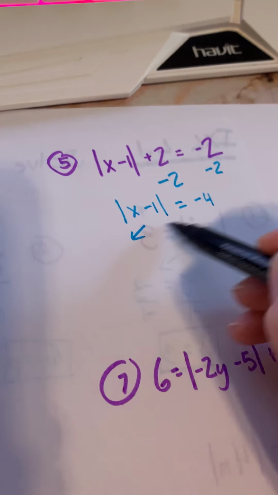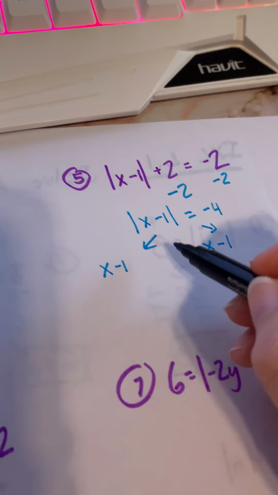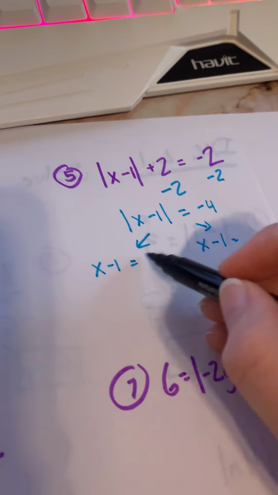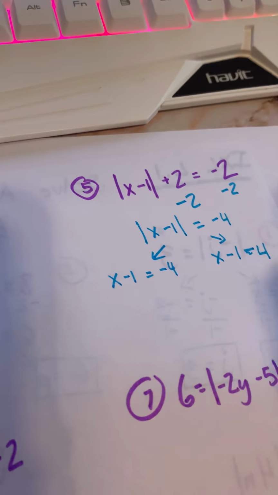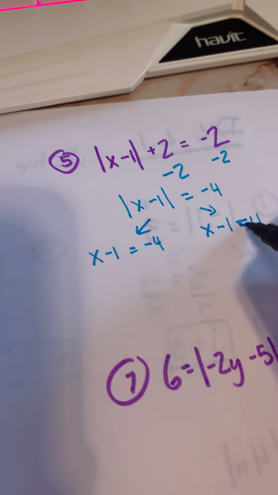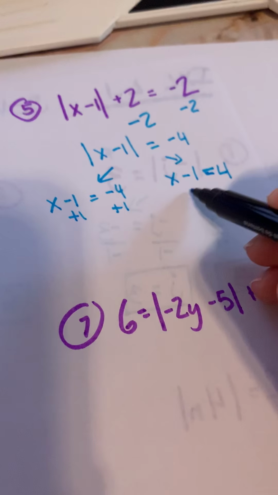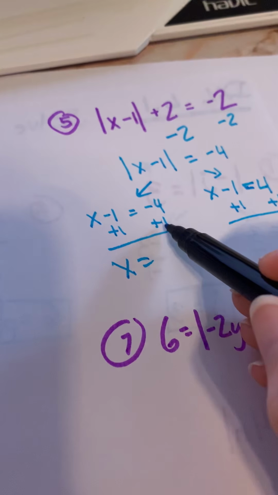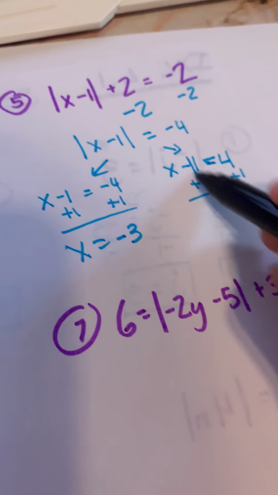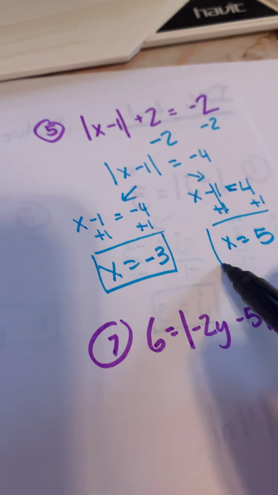So now I'm going to split it into 2. Leave x minus 1 the same. On one side we'll have negative 4, the other side will be positive 4. So solve these, add 1 to each side. X equals negative 3. X equals 5. There we go.